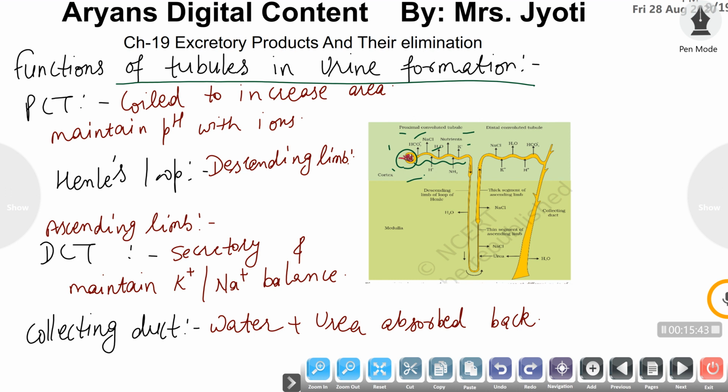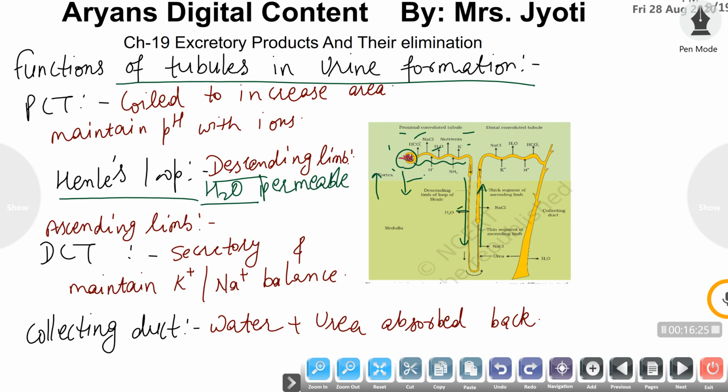After this reabsorption, the PCT opens into the loop of Henle, or simply Henle's loop. The Henle's loop consists of two limbs: a descending limb which runs downward and an ascending limb which runs upward. Means the descending limb runs from the cortex to the medulla, and the ascending limb runs from the medulla to the cortex. Now the descending limb is permeable to water only, and the ascending limb is permeable to ions only. Means the descending limb is impermeable to ions and only permeable to water.